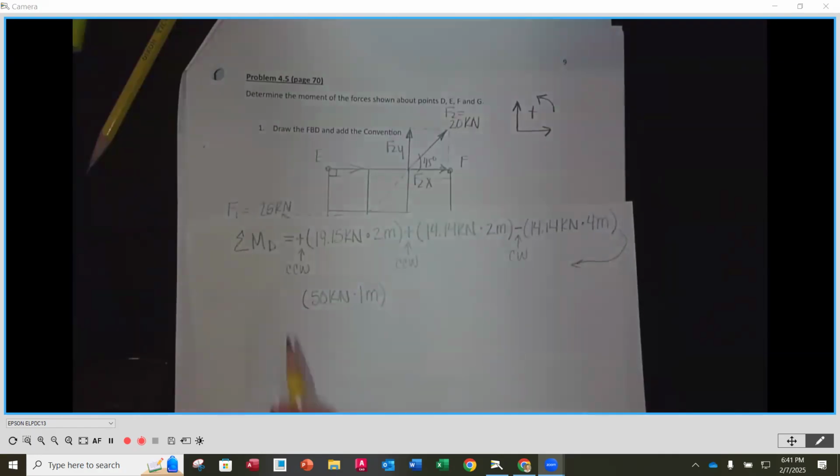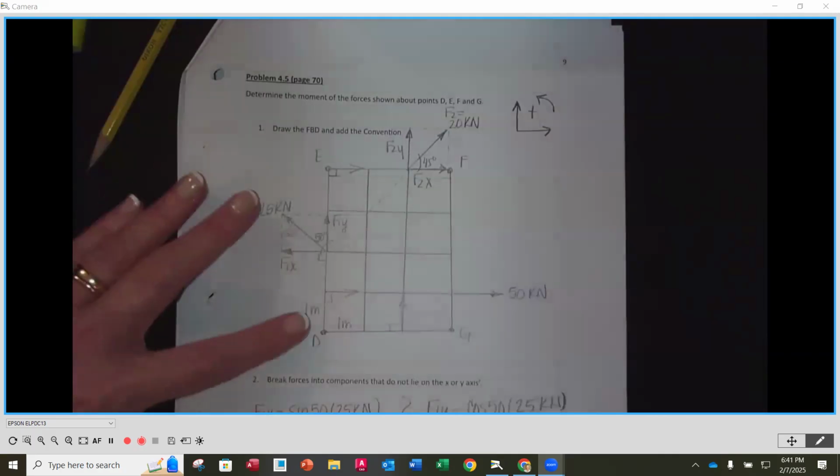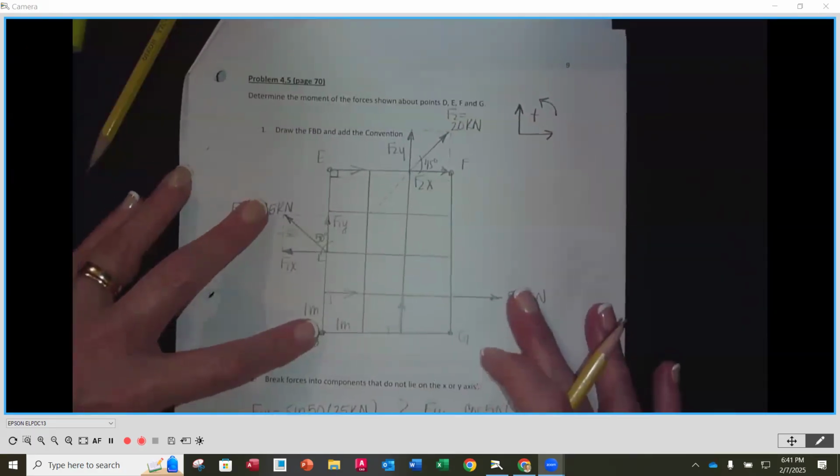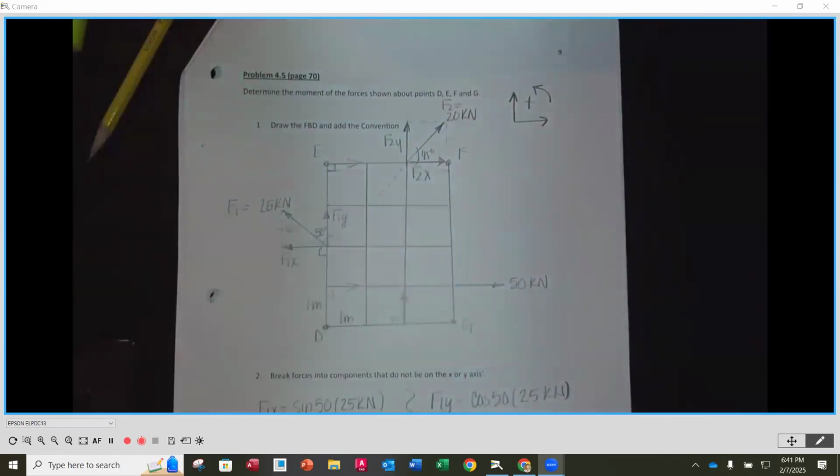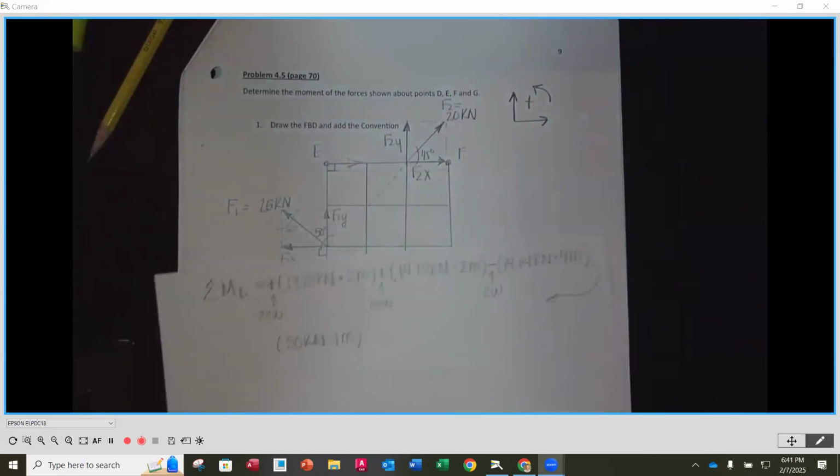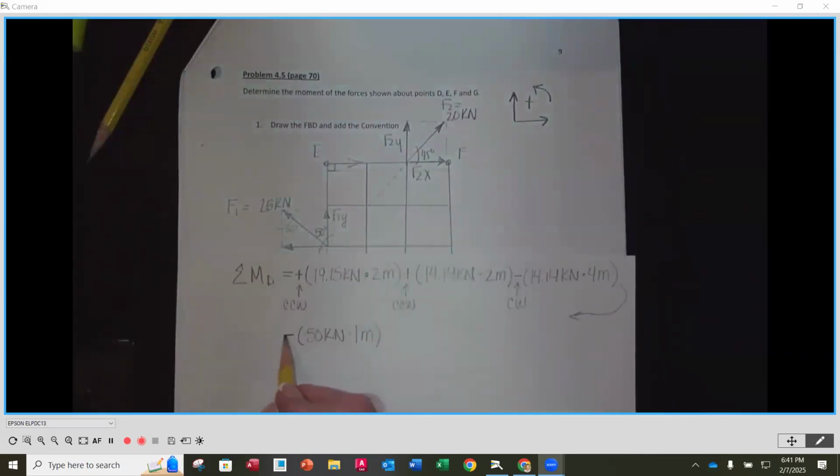Now, we have to put our sign out front, direction of rotation. If I look at D and I pull in that direction, that is going to be a clockwise rotation, and according to my convention, that is going to be negative. So I'm going to go like this, clockwise. My whole moment is, I have 1, 2, 3, 4 moments total, so don't forget to add that one in there.